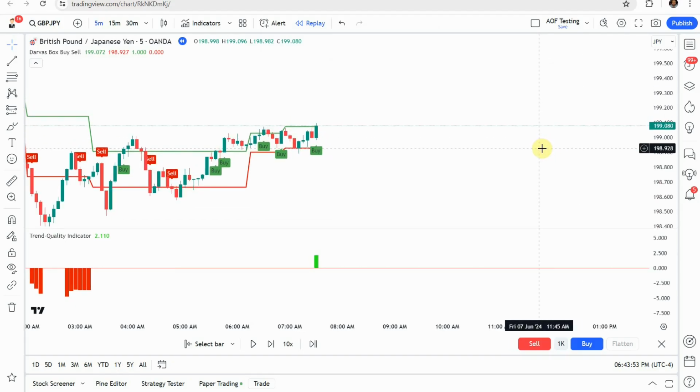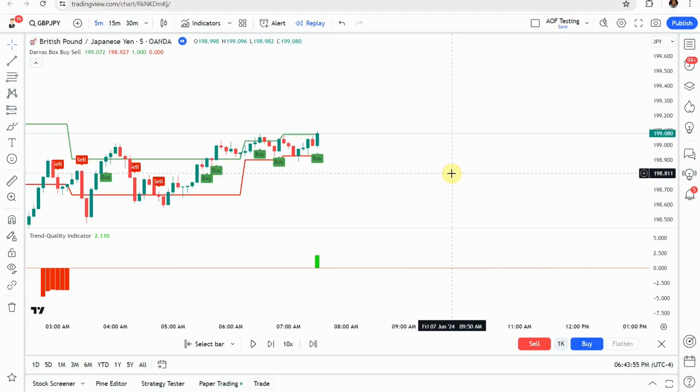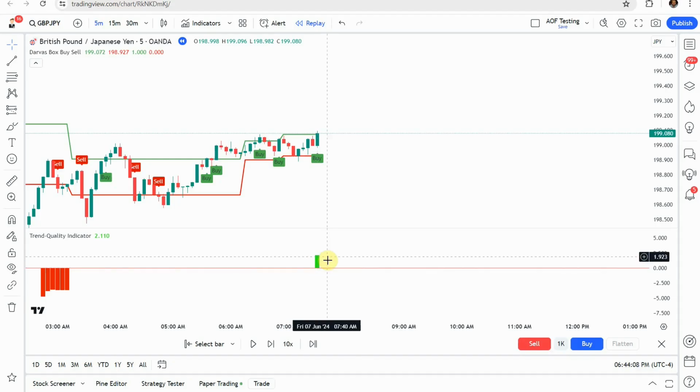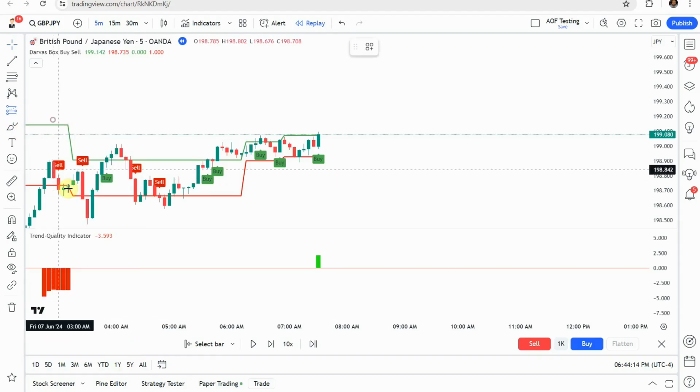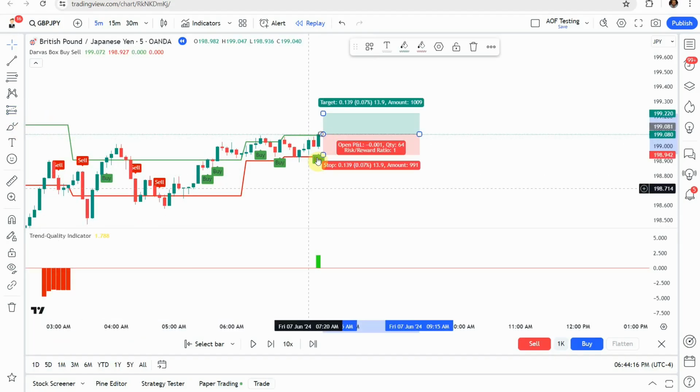And so what we're looking for is when we get a buy signal like this, a buy tag from the Darvis box indicator, we then want to look down to the trend quality, and we want it to have a green bar like this here. When those line up, that's going to be the signal to enter into a long. We're going to put our trade right here.